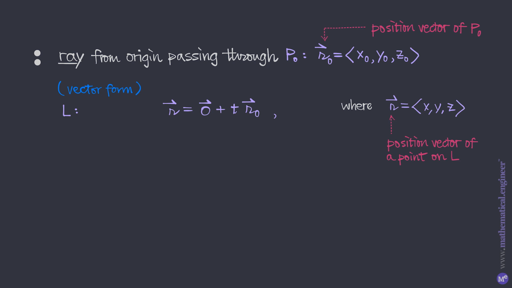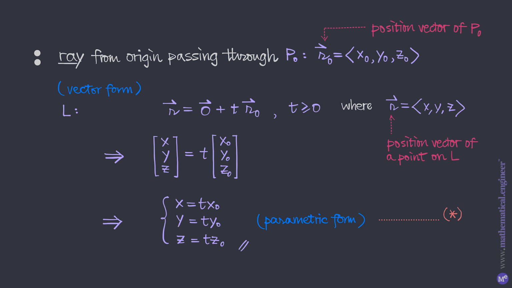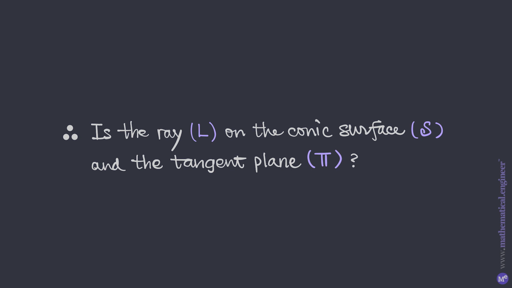However, as we are interested in a ray instead of a line, the scalar multiple t couldn't be just any real number. It must be a non-negative one, so that you always stay above the xy plane as you move away from the origin along the ray. Expand the vectors in column form so that we can get the equivalent parametric equations of the ray. Let's label this equation using asterisk. Now, we have the basic materials to construct the proofs.